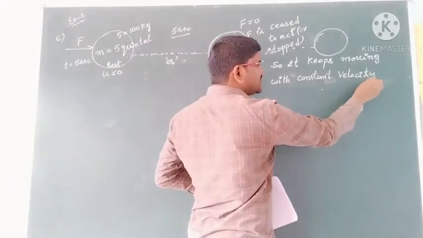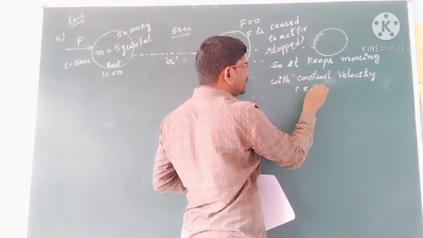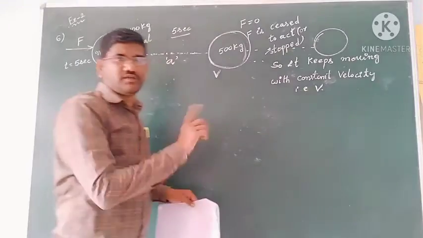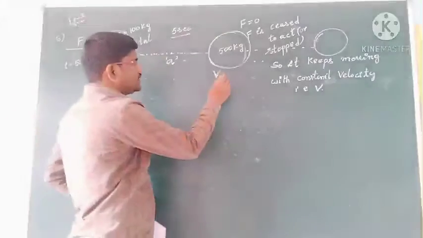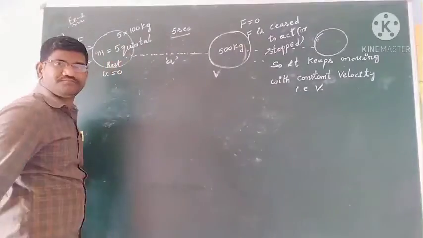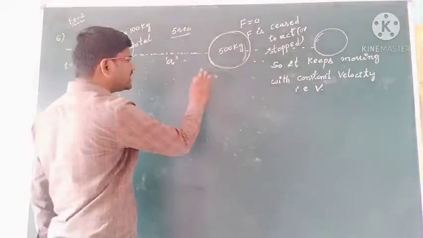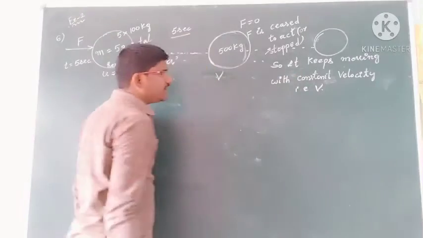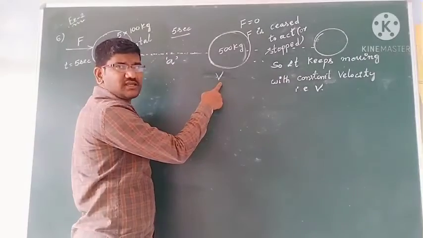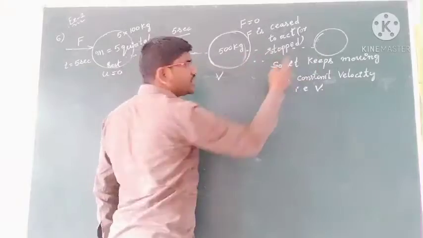So velocity, that is v. It keeps moving with the constant velocity v only. Okay, students, now what is given? Now this v I want. To find this v, what is given? It is going with a constant velocity. With this velocity, it covered 100 meters from here to here.